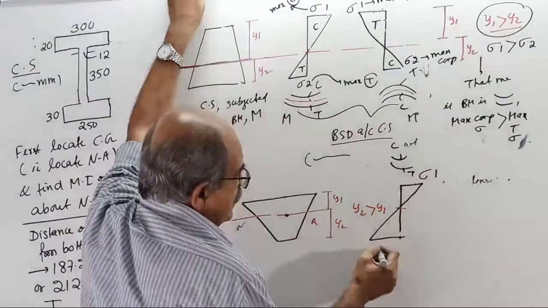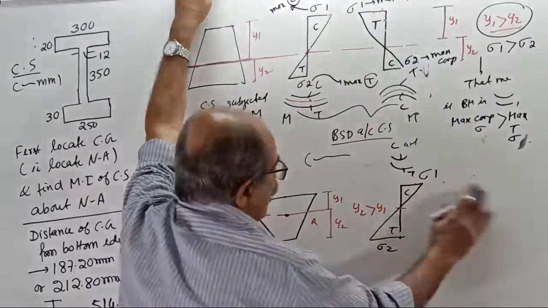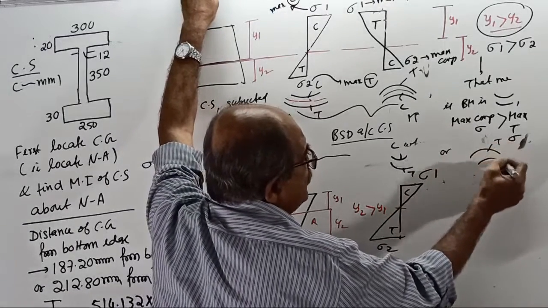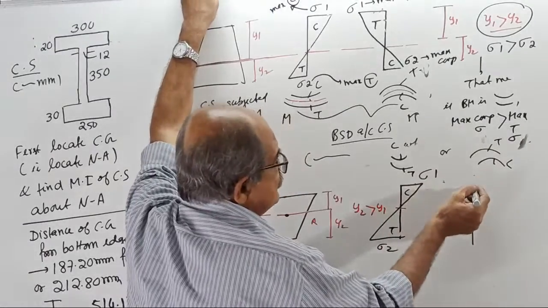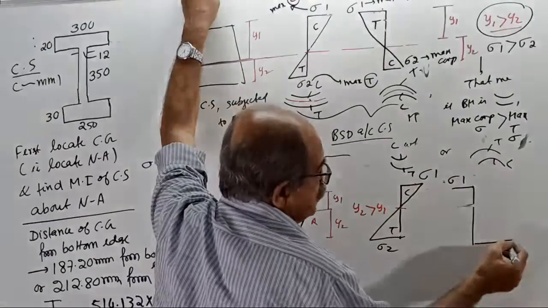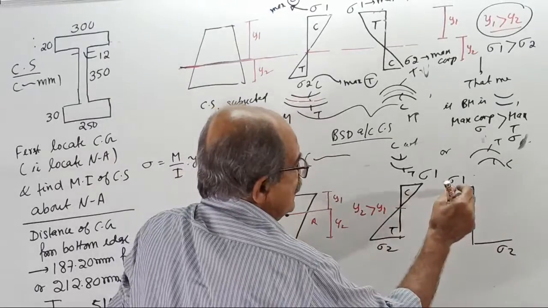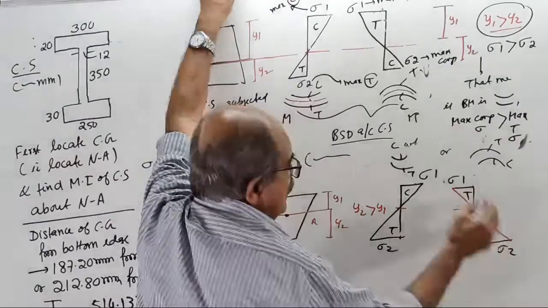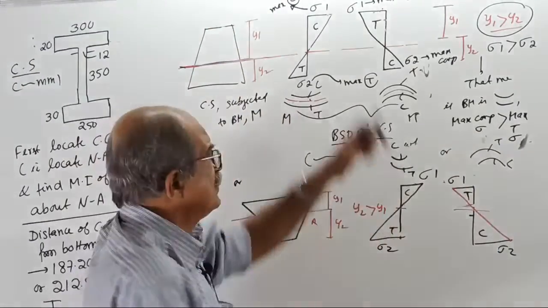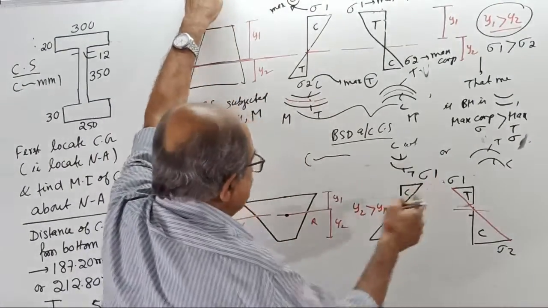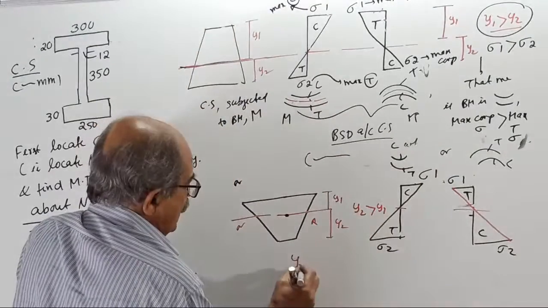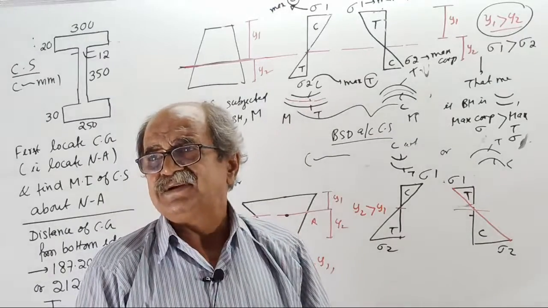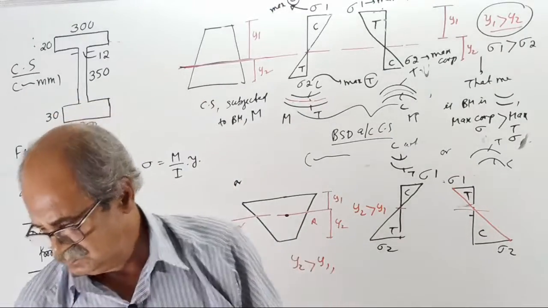Sigma 1 here, sigma 2 here, compression, tension. This is if sagging. Or, if hogging, top tension, bottom compression. Even then, I will put sigma 1 this side, sigma 2 here. Now, neutral axis. This is tension, compression. Irrespective of hogging or sagging, now tell me, which is more? If your y2 is more than y1, undoubtedly, is the bottom fiber stress more or the top fiber stress more?